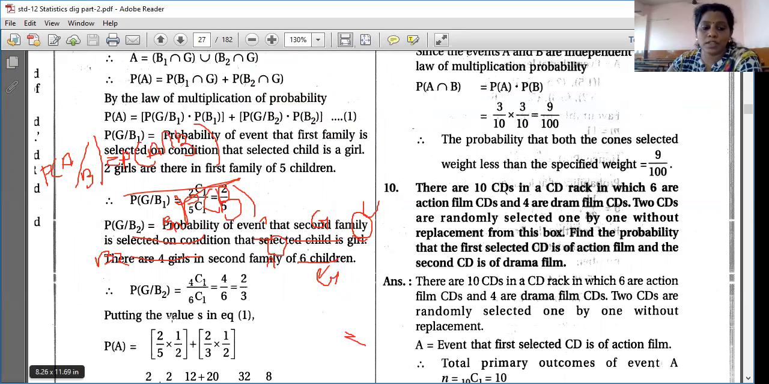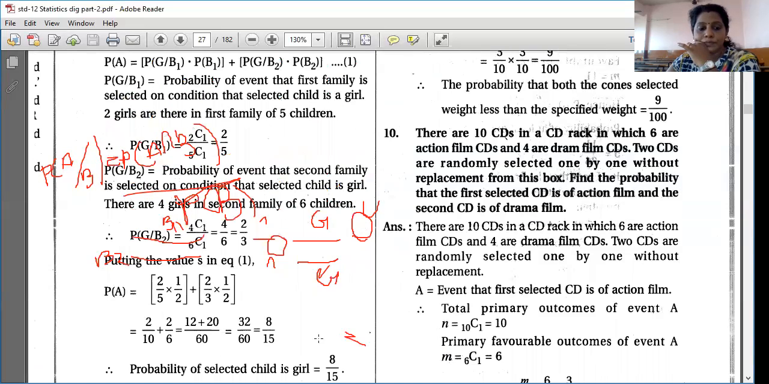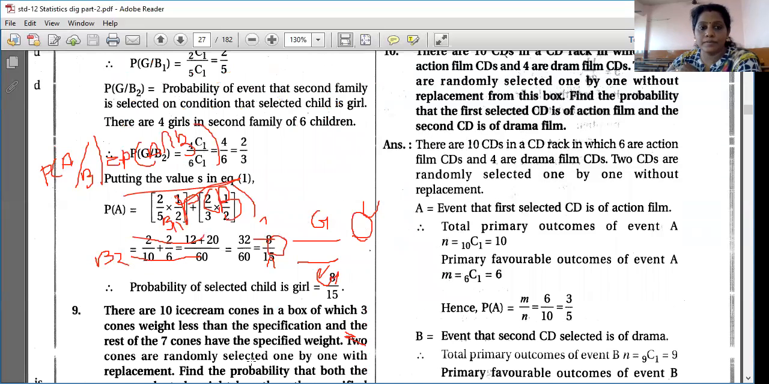Now you have to substitute the values in equation number 1. P of G upon B1 is 2 by 5 into 1 by 2, plus 2 by 3 into 1 by 2. Now 2 by 10 plus 2 by 6, taking the LCM, equals 12 by 20 upon 60. So your answer comes to 8 by 15. So the probability that the selected child is a girl is 8 by 15.